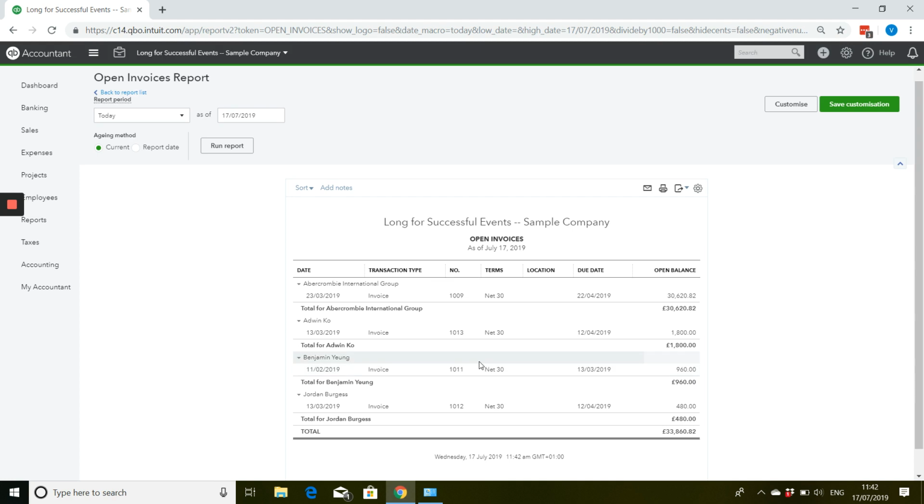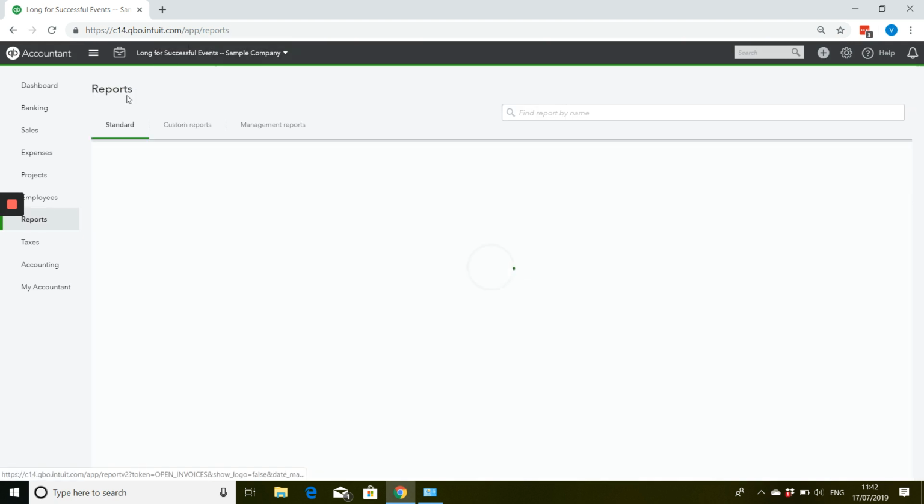Okay, so this is where we've invoiced customers and they owe us money. We've got Abercrombie International Group, Adwin Co, Benjamin Young and Jordan Burgess. That total is the total amount that the customers owe to our business. And obviously here you can see the date, the number, how much it is. Click on back.